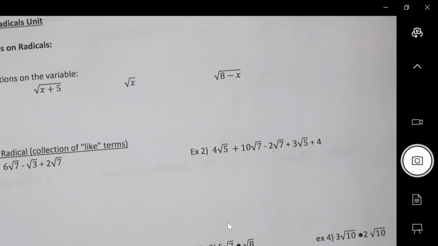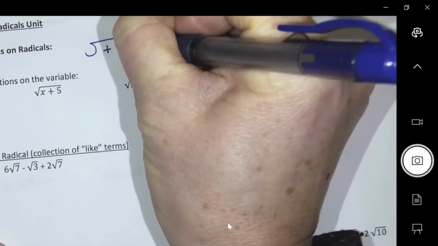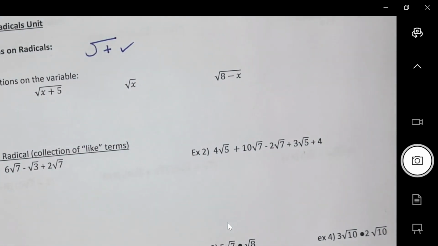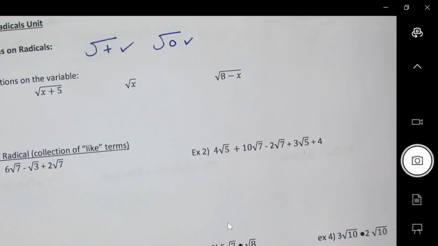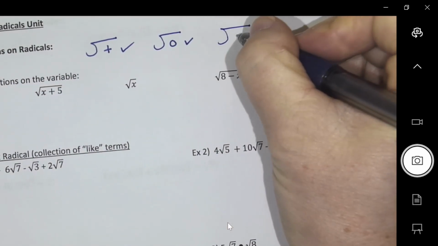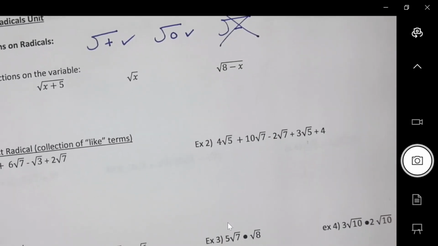Okay, restrictions. So what do we know about square rooting values? We know we can square root a positive value. That works. We know the square root of 0 is okay. We know that. But the thing that doesn't work is when you square root a negative. So therefore, there's going to be restrictions.